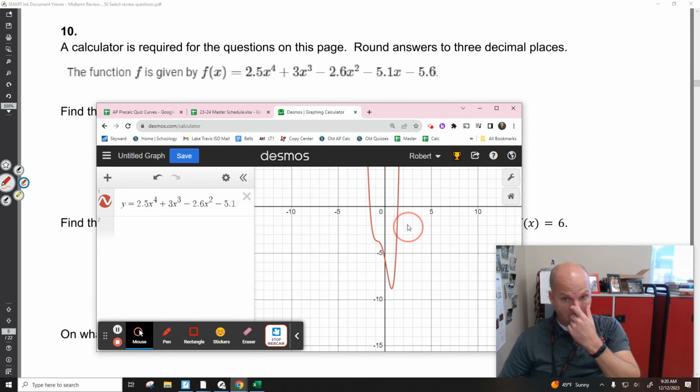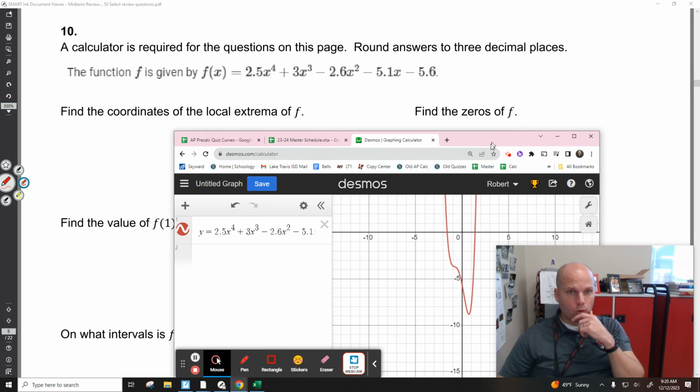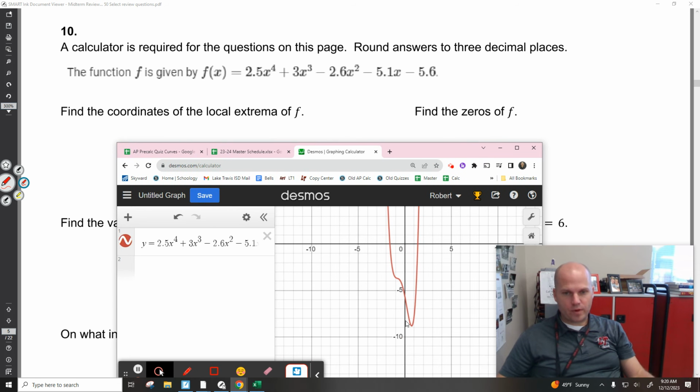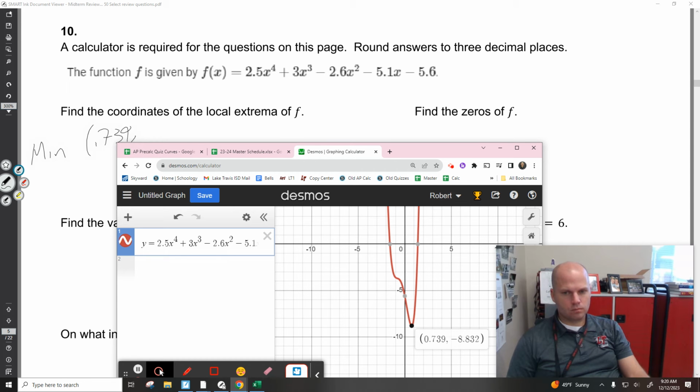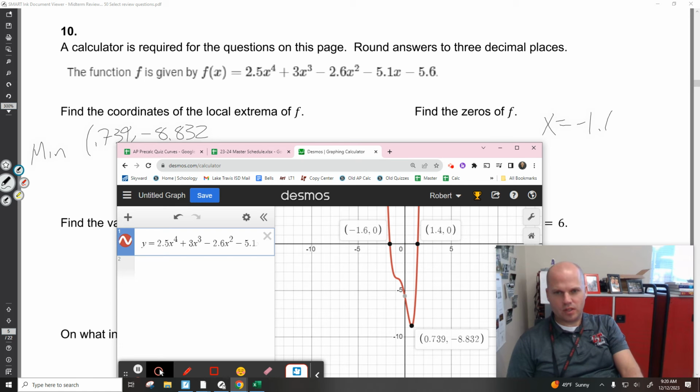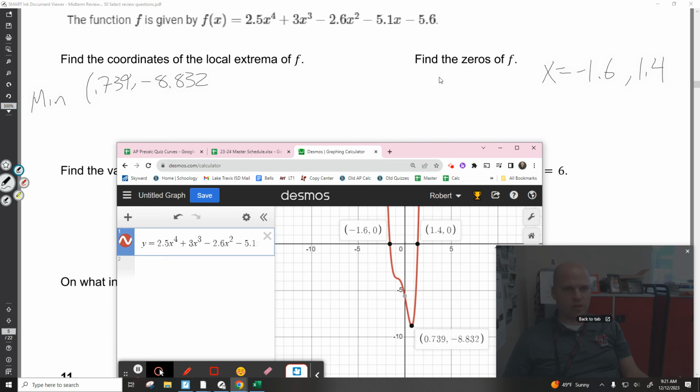All right, cool. Coordinates of the local extrema of f: we have a min at (0.739, -8.832). The zeros are at -1.6 and 1.4. This is why Desmos is so easy. It knows the interesting points of the function and just gives it to you.